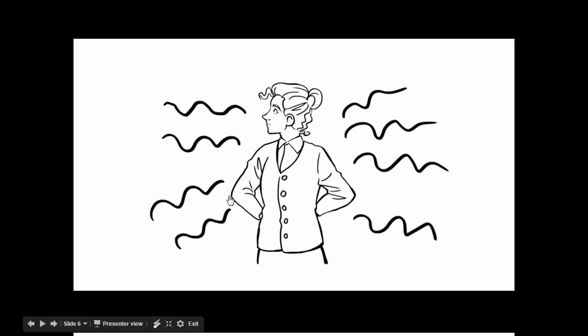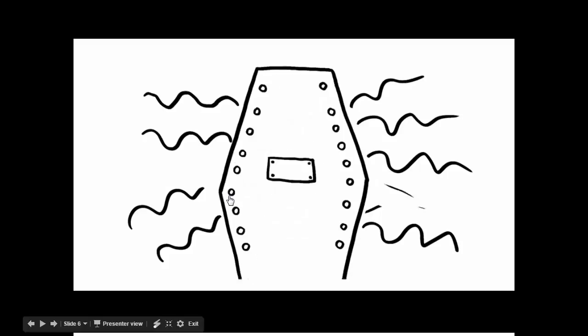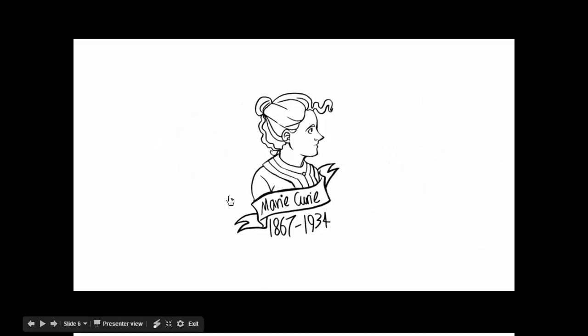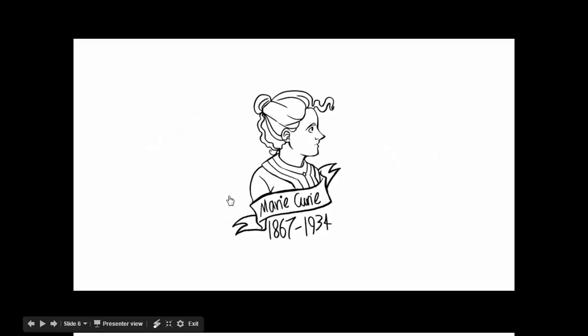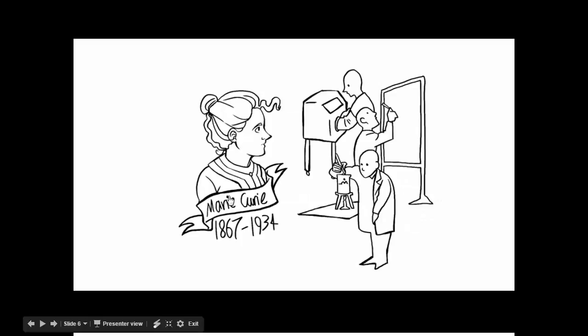Unfortunately, my work had exposed me to dangerous levels of radioactivity. Did this turn me into a superhero with radioactive powers? No, sadly not. It killed me. My papers are even radioactive today. Okay, so I had some tragedies in my life, but I never gave up. My work in radioactivity has helped treat millions suffering with cancer.